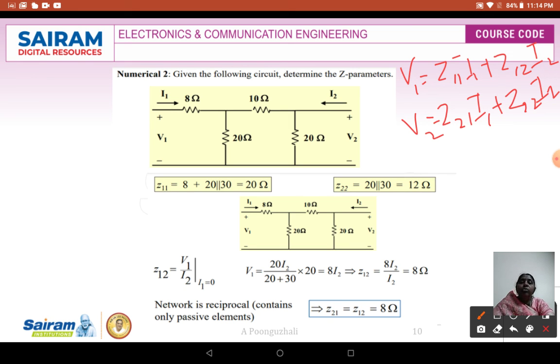Next Z22. Coming to Z22 means come from the left hand side. If we come from the left hand side, anyway in this case your I1 is going to be 0. If I1 is 0, you are going to have this resistance will not be there. So in this case, this 20 plus 10, these two resistance will be in series. So for this, your 10 plus 20 will be in series, it is 30 in parallel with 20. So Z22 is going to be 12 ohms there. So now we should find out your Z12.